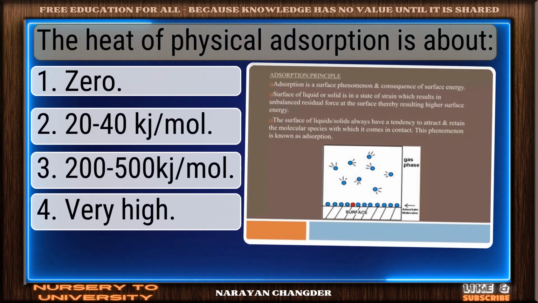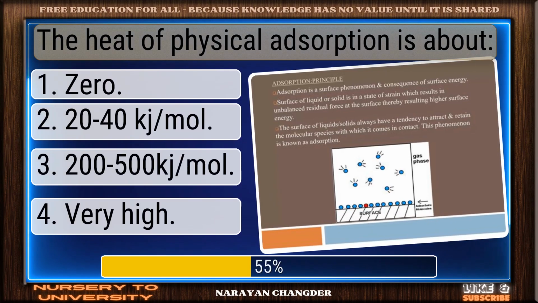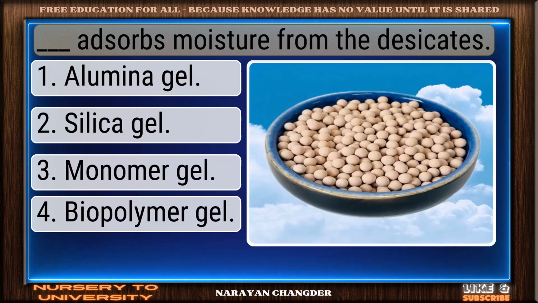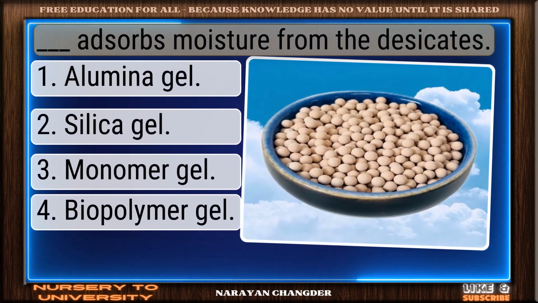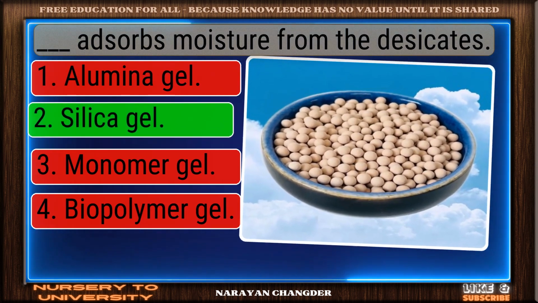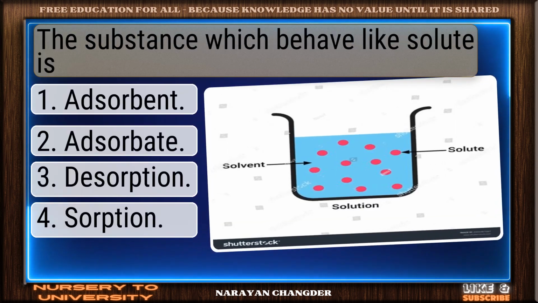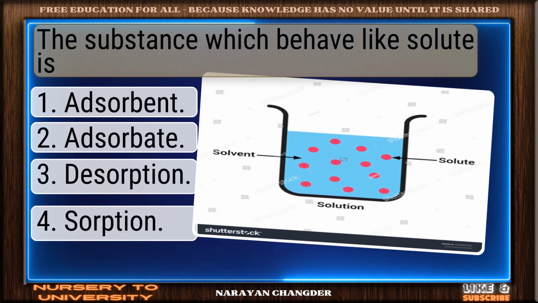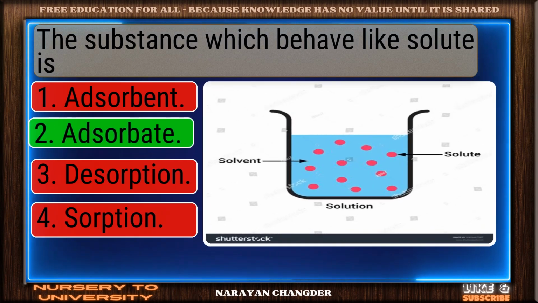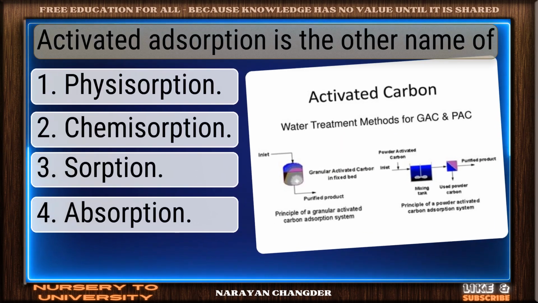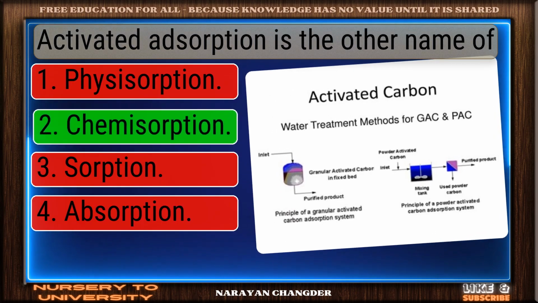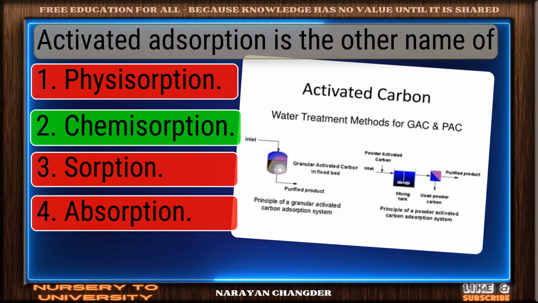The heat of physical adsorption is about... Correct response. 20-40 kJ/mol is the most accurate answer. Dash adsorbs moisture from the desiccators. Smart pick. Silica gel is the correct choice. The substance which behaves like solute is... Good thinking. Adsorbate is the right answer. Activated adsorption is the other name of... Smart move. Chemisorption is an accurate answer.